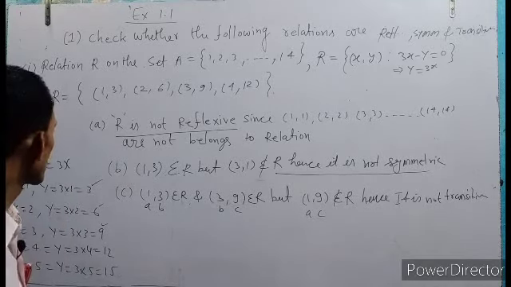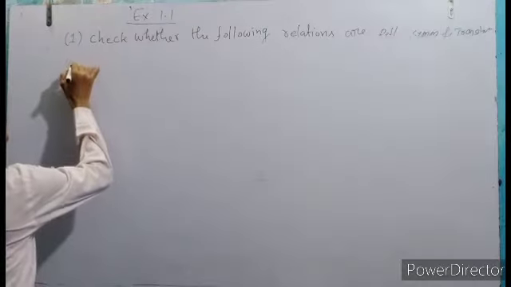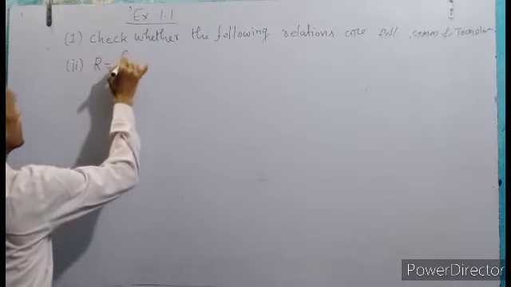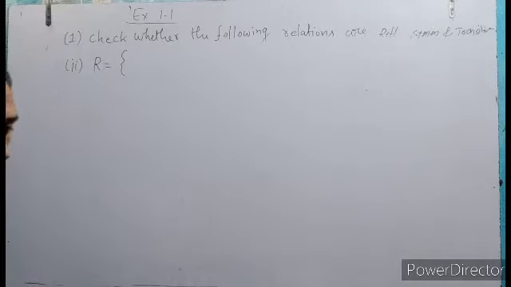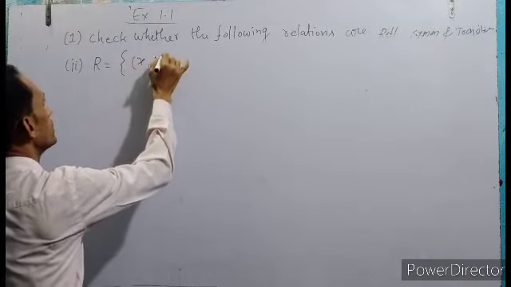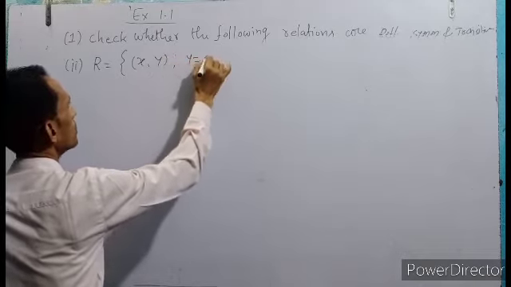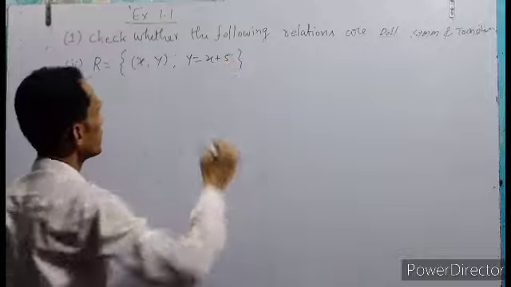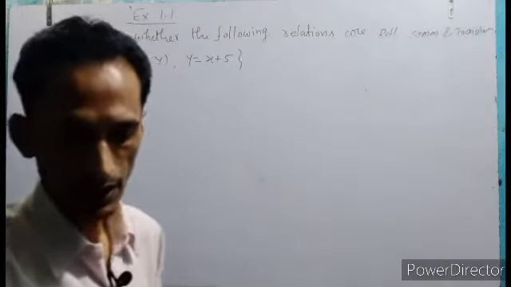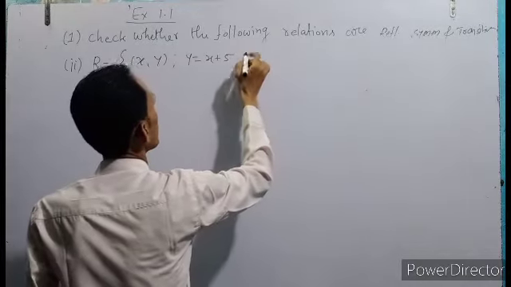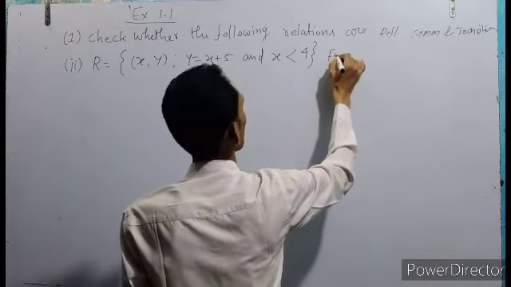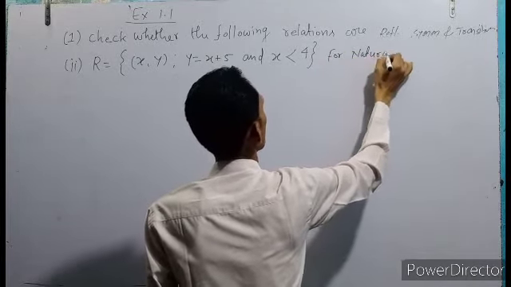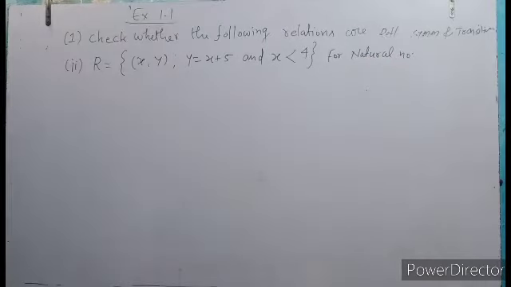Similarly, you can observe one more thing. We can take one more question. What is the second one? Second one, relation R is given in such a way: R is (x, y) such that y equal to x plus 5, and also given x less than 4, for natural numbers. Okay, so we have to check one by one.